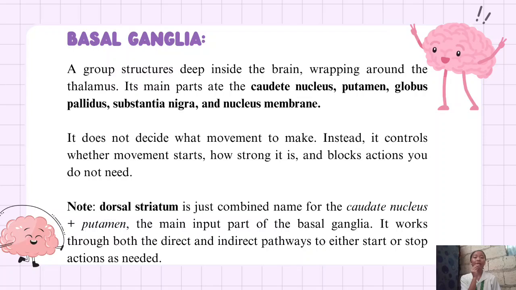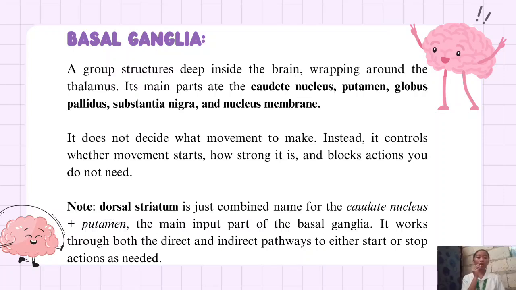And lastly is the nucleus accumbens. It links action toward motivation and habit formation. For example, you keep practicing dancing because you feel happy and proud when you get the step right. This part connects that good feeling to your actions.